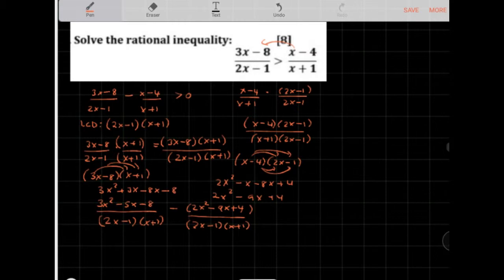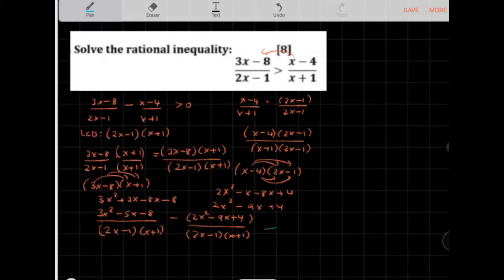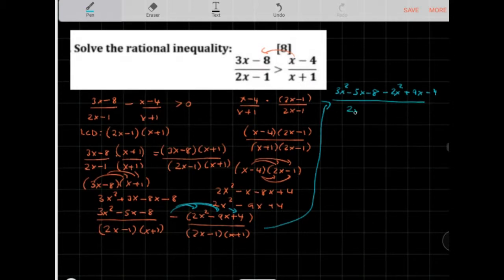I'm just going to make a collective numerator. I'm going to do that in blue here. Okay, so this is our collective numerator now. We have 3x squared - 5x - 8 - (2x squared - 9x + 4). So you're going to apply the negative to all the terms here, so minus 2x squared + 9x - 4. And this is over the collective denominator (2x - 1)(x + 1).